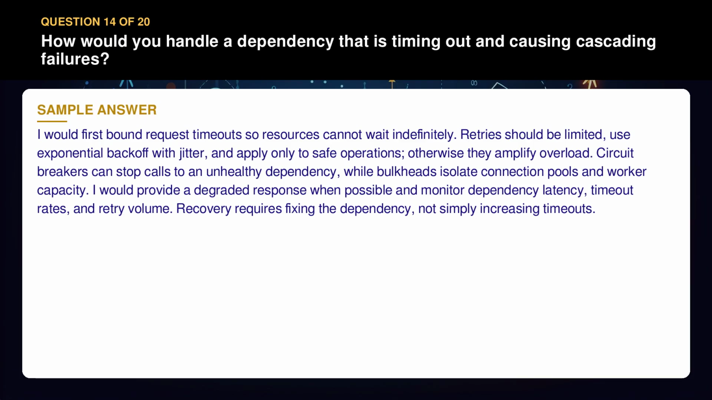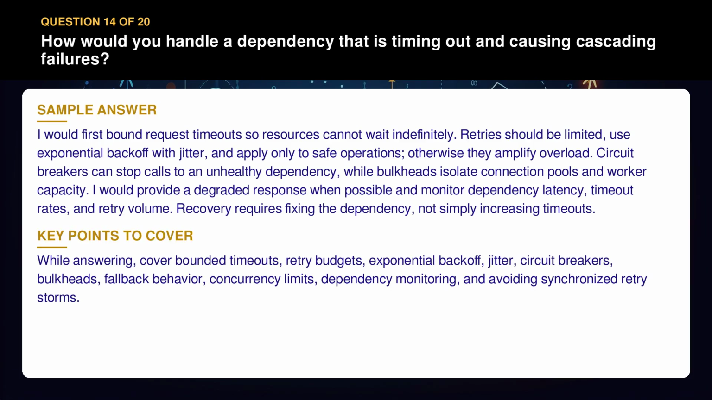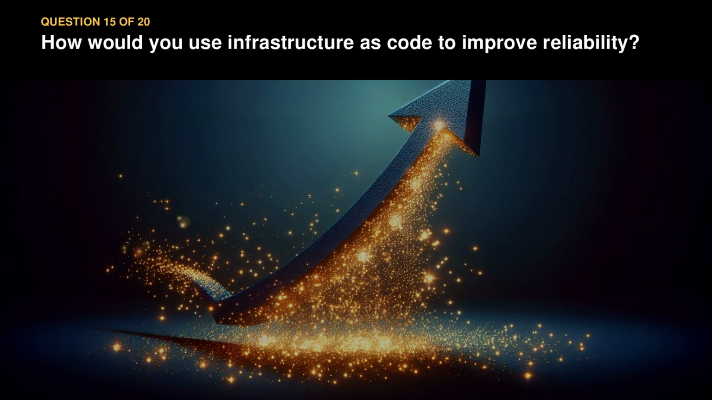Circuit breakers can stop calls to an unhealthy dependency, while bulkheads isolate connection pools and worker capacity. I would provide a degraded response when possible and monitor dependency latency, timeout rates, and retry volume. Recovery requires fixing the dependency, not simply increasing timeouts. While answering, cover bounded timeouts, retry budgets, exponential backoff, jitter, circuit breakers, bulkheads, fallback behavior, concurrency limits, dependency monitoring, and avoiding synchronized retry storms.